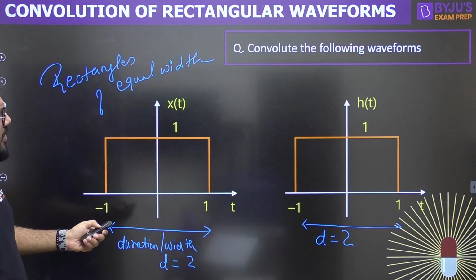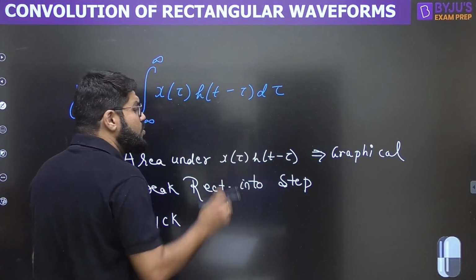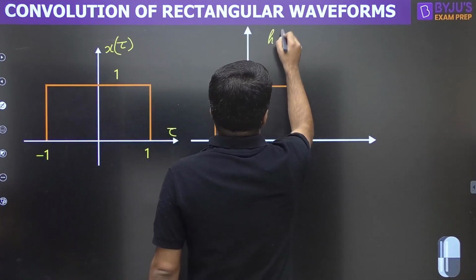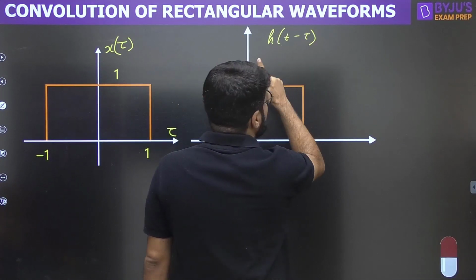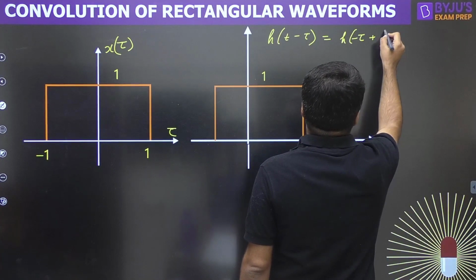But what is the second function we need? h(t) is given to me, and we need h(t minus tau). To generate h(t minus tau), pay attention. What should be the general procedure? h(t minus tau) can be written as h(minus tau plus t).